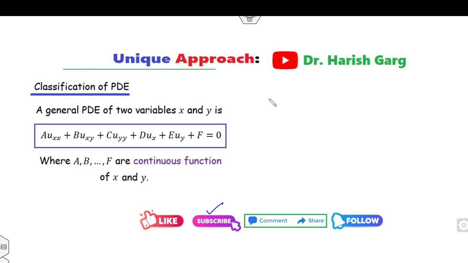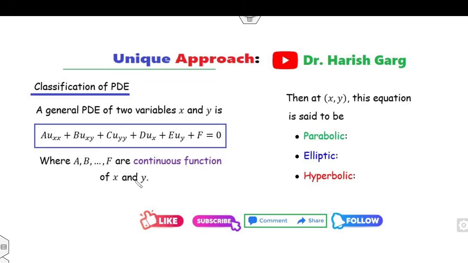Now, the target of this video is how you can classify the partial differential equation. That means if equation number 1 is my general partial differential equation where a, b, c, d, e, f are continuous functions of x and y, then my target is to classify equation number 1 as either parabolic, hyperbolic or elliptical. How can you verify that?